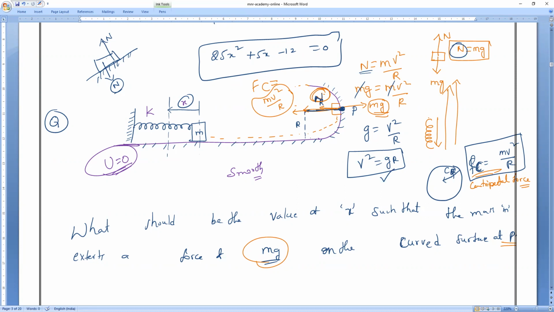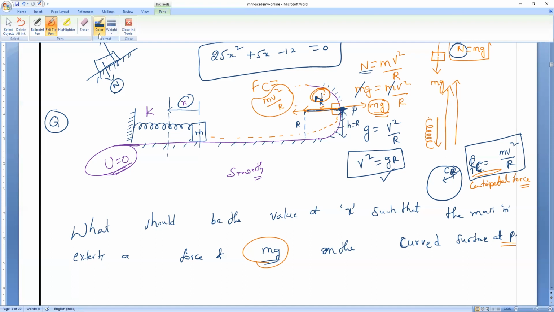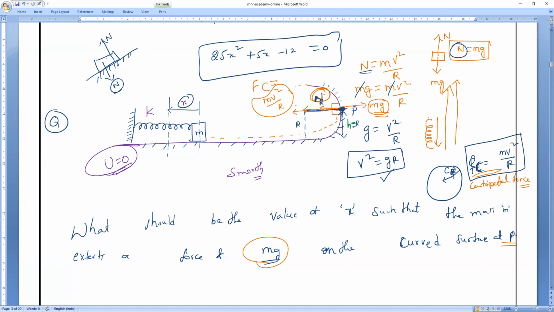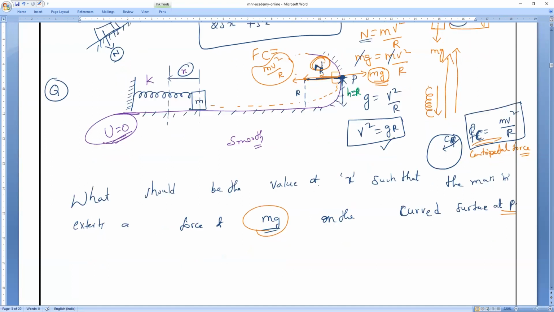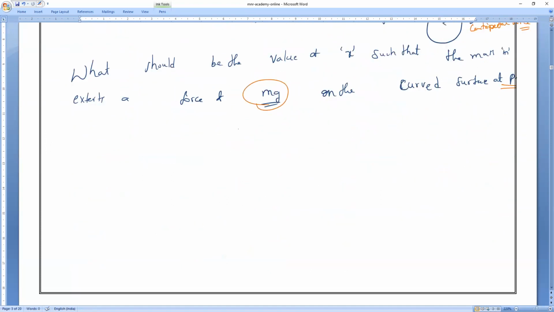Understanding? So now the body finally reaches this point. This height is equal to something. Anybody can tell? That height is equal to what? Radius. Am I right or wrong? Can you catch it, guys? So h is R. So what is the formula you'll use? It is a smooth surface. So which formula? Final mechanical energy is equal to initial mechanical energy.